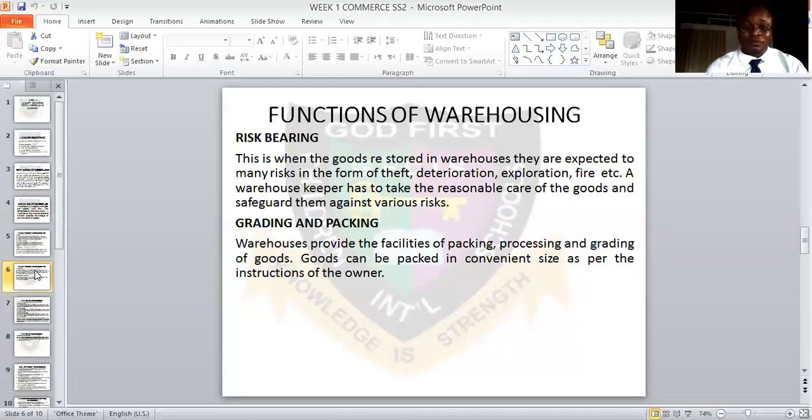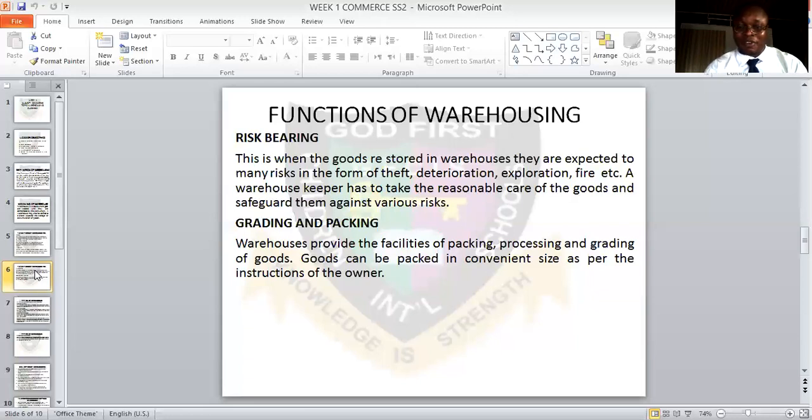Then a warehouse keeper has to take reasonable care of the goods. So that is the work of the warehouse keeper. You need to take care of these goods and make sure that they are safeguarded against any of the various risks. Then the last one is grading.